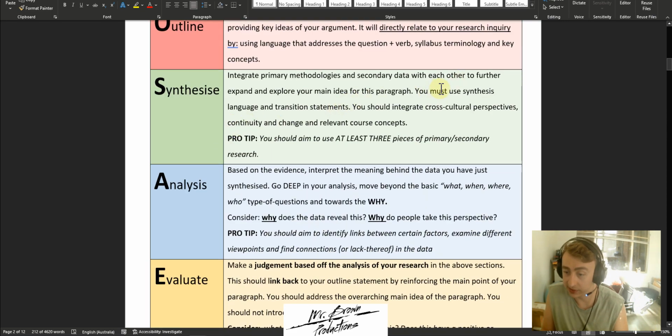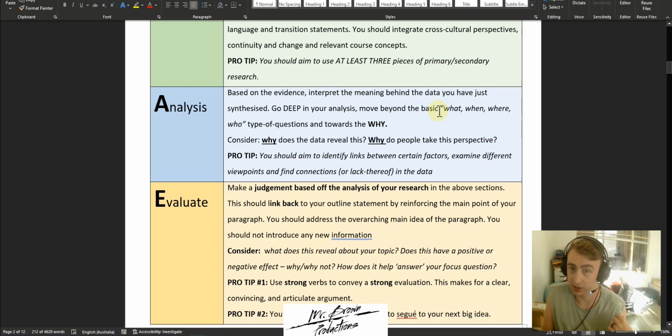They've used strong synthesis language and statements as well. I'm going to show you guys a list of synthesis statements later as well, which will help you. And they've integrated across cultural perspective, which is your cultural difference, and change over time as well, which is really good. Okay, they've embedded concepts and done at least 3. Okay, so win, win, win.